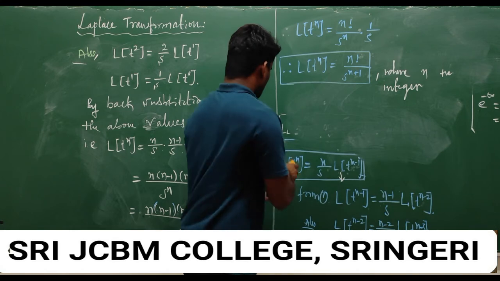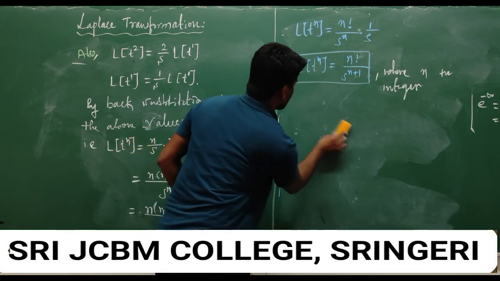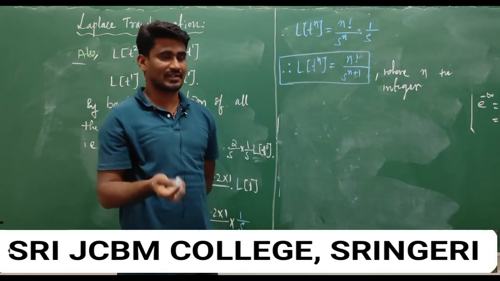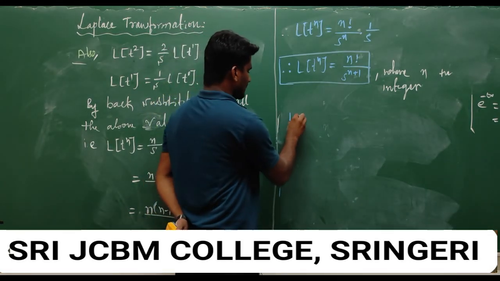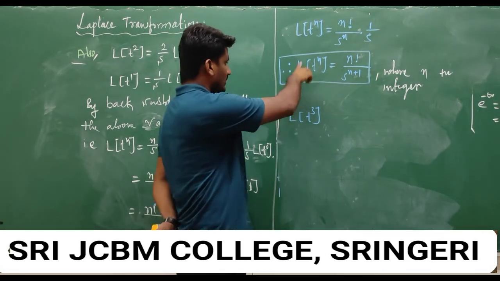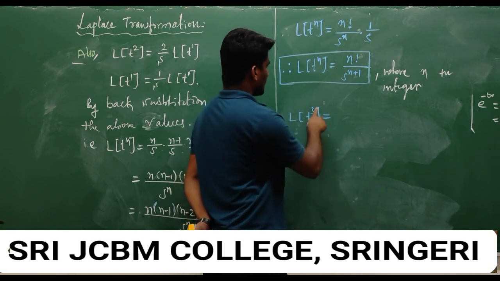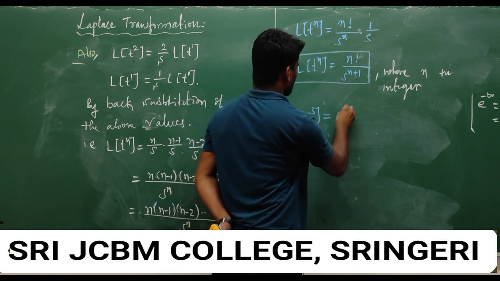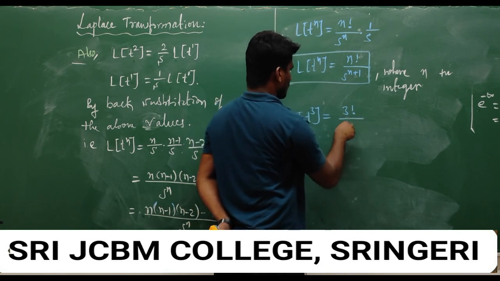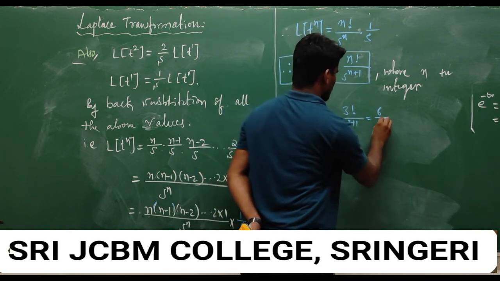In particular cases, let us see how to apply the condition. Suppose we want to find the Laplace transform of t square or t cube. To find the Laplace transform of t cube, just apply the condition for t to the power n, and you will get the answer. That is 3 factorial over s to the power 3 plus 1, which is 6 over s to the power 4.